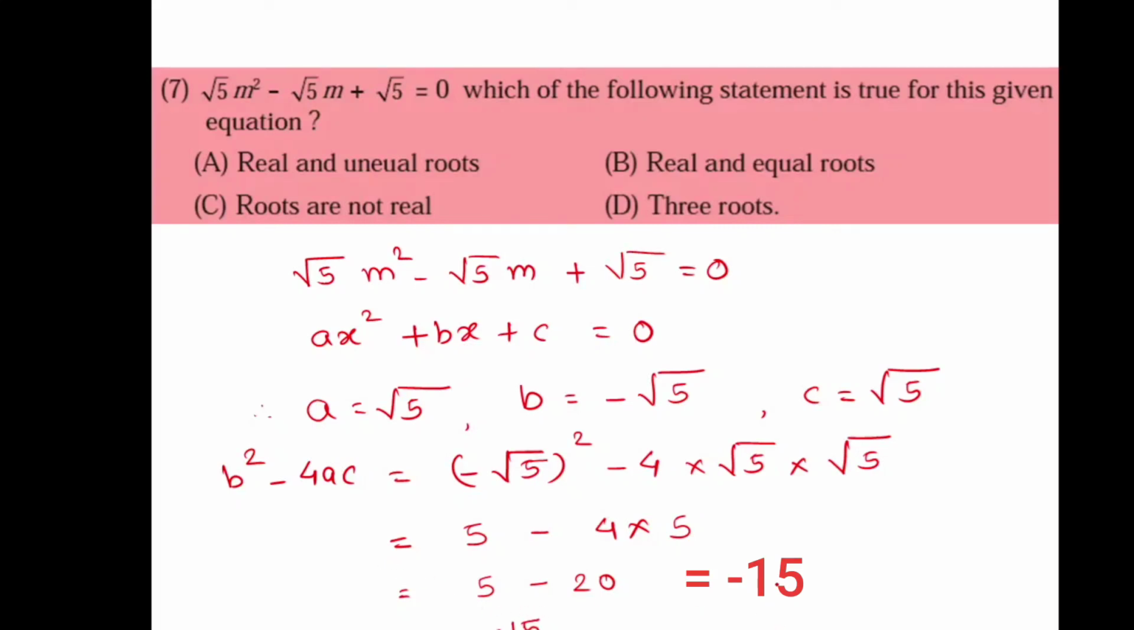So here we get the value of discriminant b square minus 4ac negative, that means it is less than 0, and we know that if the value of the discriminant is negative, the roots are not real. That's why for this question the correct alternative is alternative C, which is roots are not real. Let's have the next question.